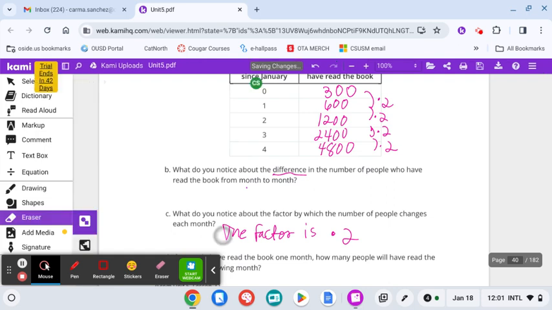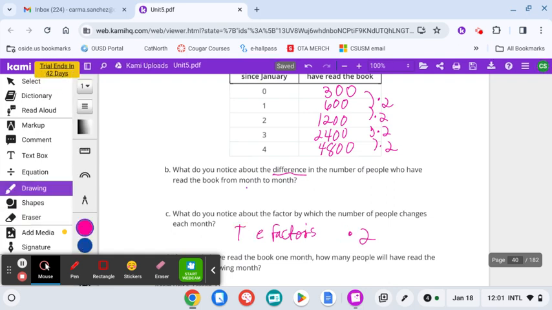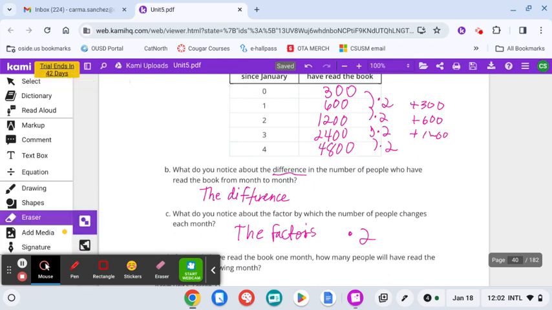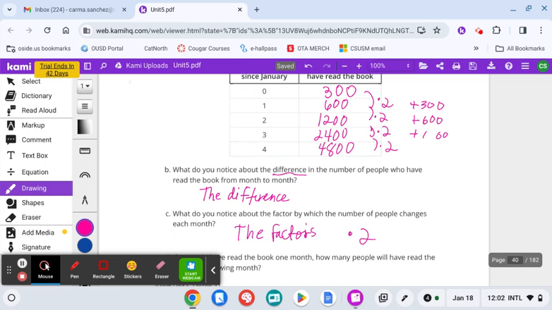And what do we notice about the difference? Well, this is one of the characteristics of doubling. The difference comes out to the same thing that we are subtracting. So 600 minus 300 is 300. 1,200 minus 600 is 600. 2,400 minus 1,200 is 1,200. What happens when you're doubling is the difference is equal to what you are subtracting. The difference is equal to the previous term.